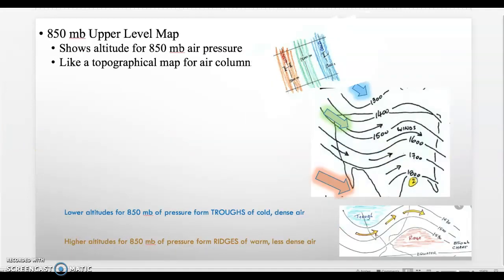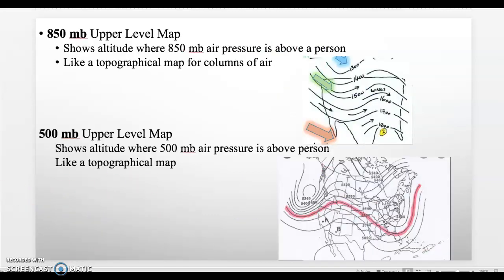In addition to that, we have to bring in the idea of troughs and ridges. Troughs are cold, dense air pushing south in the northern hemisphere. Ridges are warm air pushing north in the northern hemisphere from the equator. These are ridges of warmer, less dense air, and troughs of colder, more dense air. That was an 850 millibar map.